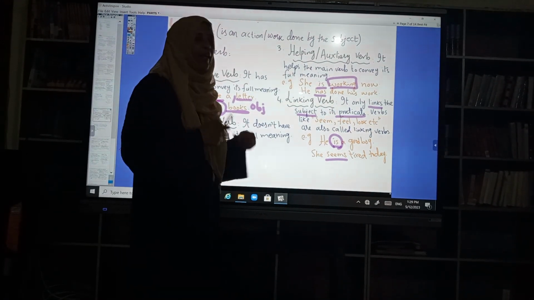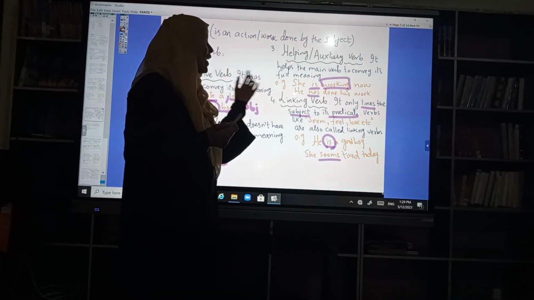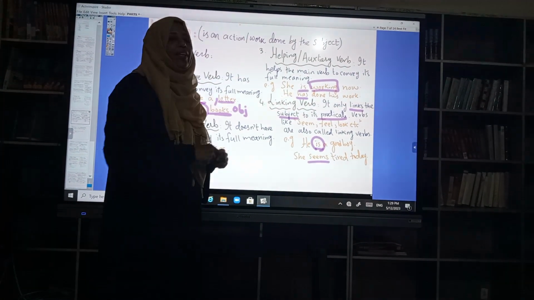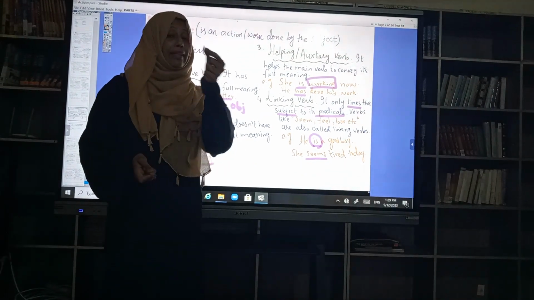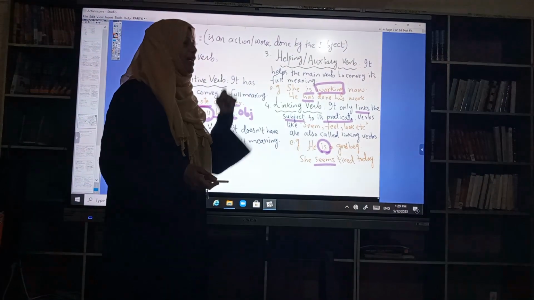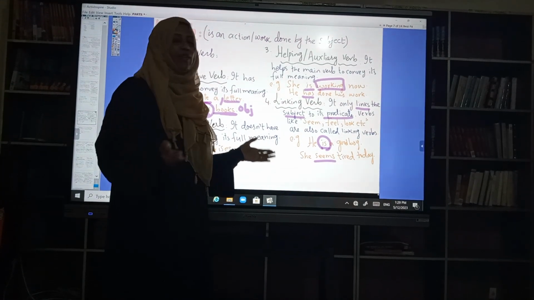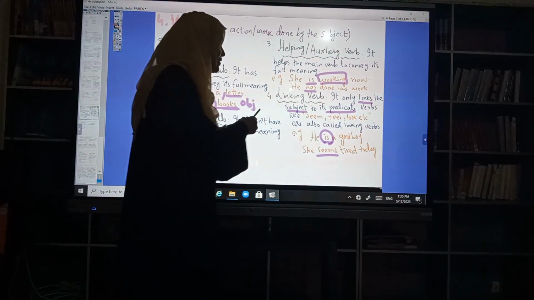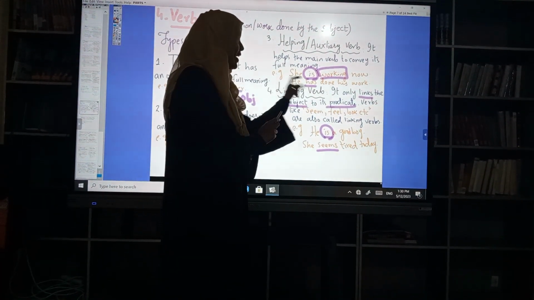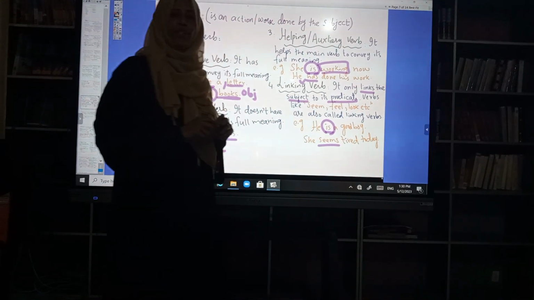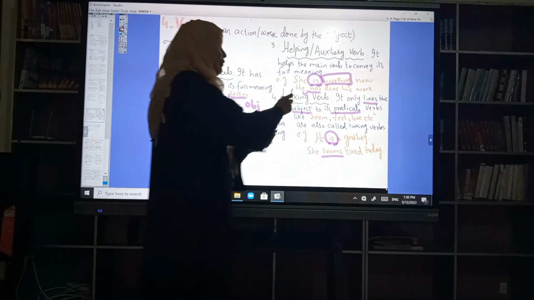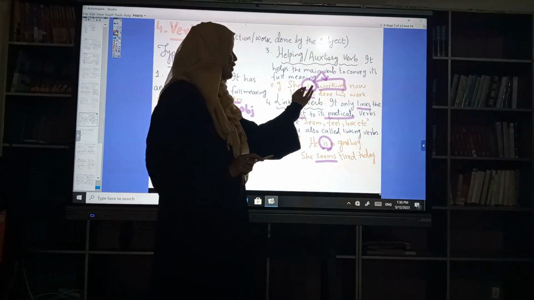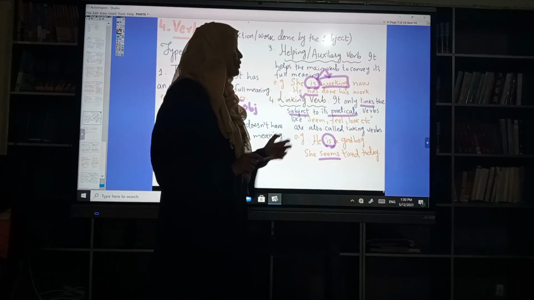Third type is helping or auxiliary verb. Now the helping verb, it helps the main verb, as the name tells you, and it conveys the full meaning. It also tells you about the tense of that sentence. For example, in the first example, she is working now. I am teaching you now. Basically is, and in the next sentence has, he has done his work. Both these are helping verbs and they are helping the main verb. And the main verb in the first example is working.